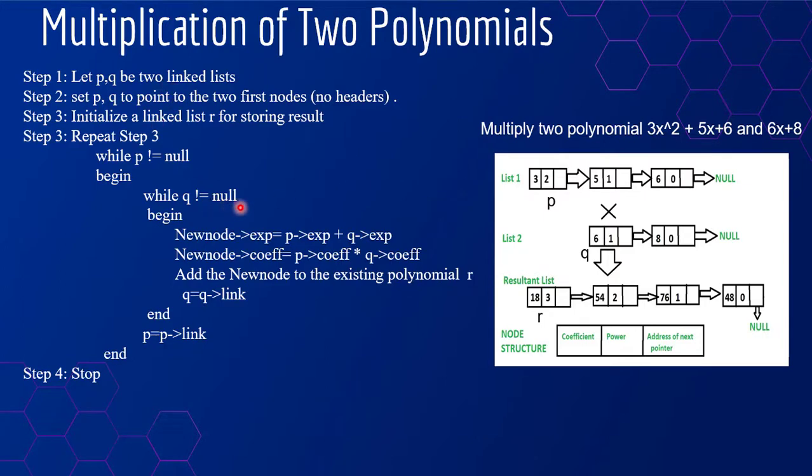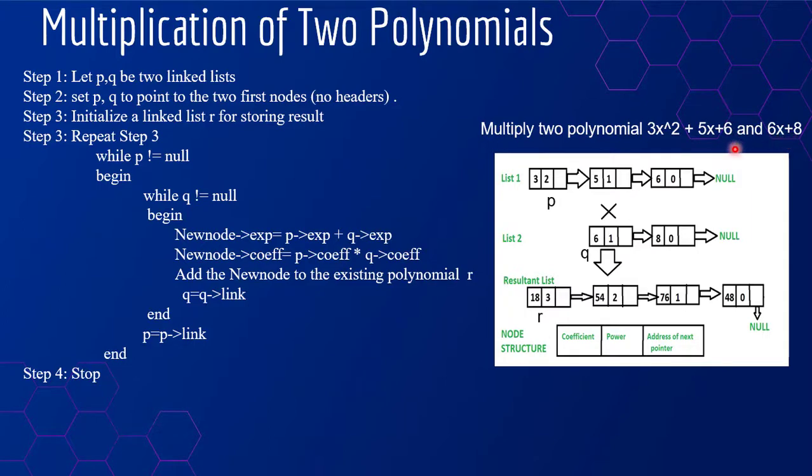So here is the algorithm for multiplication of two polynomials. There are two polynomials given: 3x square plus 5x plus 6 and 6x plus 8. The first polynomial has 3 terms and the second polynomial has only 2 terms. So now we need to multiply these two polynomials. In order to multiply them, for every term of the first polynomial, we are going to multiply with all the terms in the second polynomial.